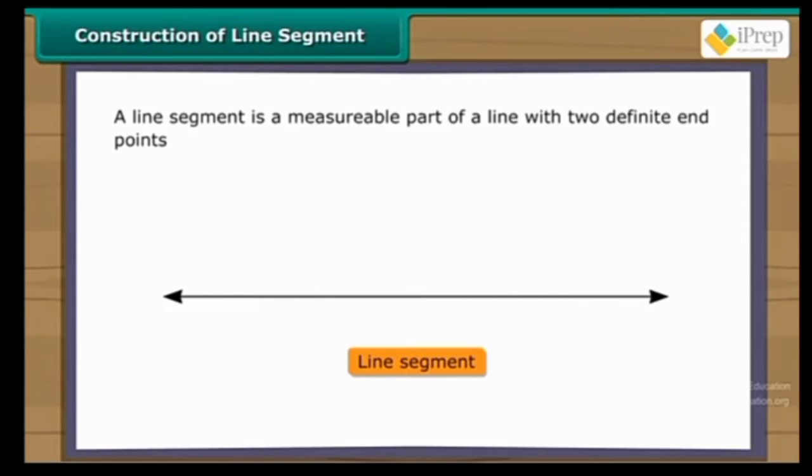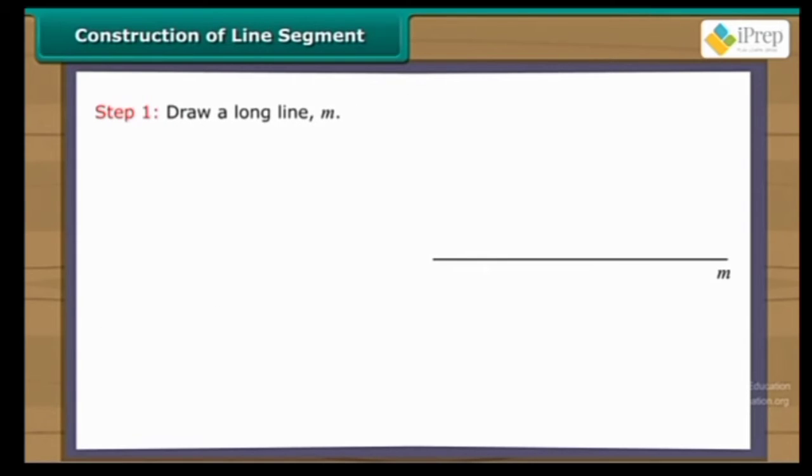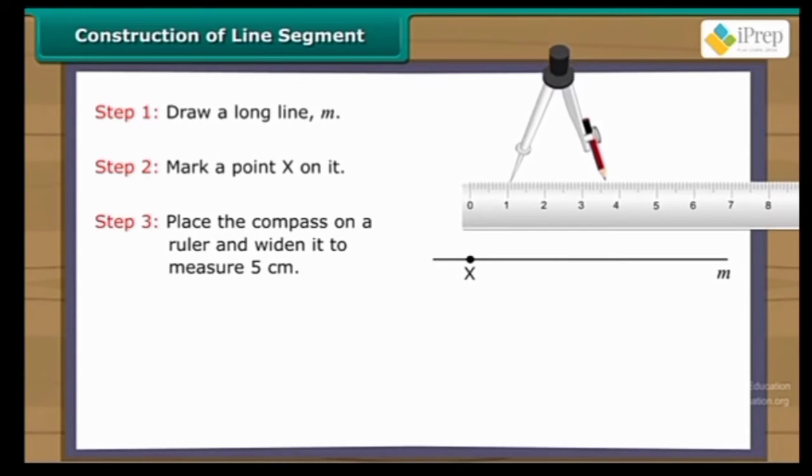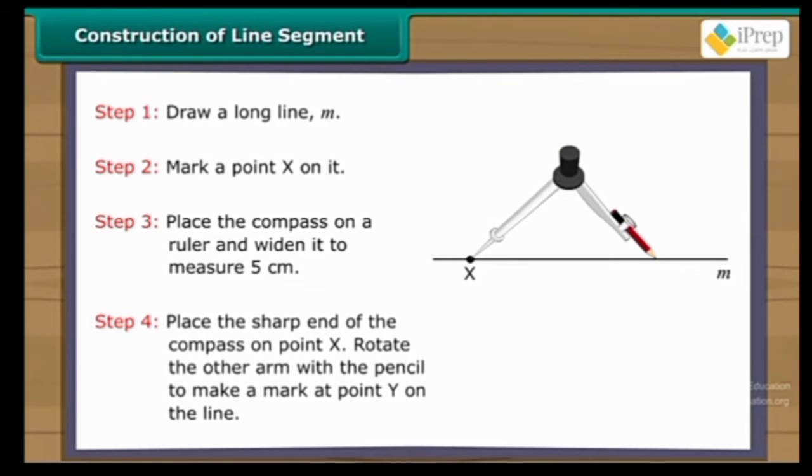Line segment. A line segment is a measurable part of a line with 2 definite endpoints. We use a ruler and a compass to construct a line segment. Let us construct a line segment 5 centimeters long. Draw a long line M. Mark a point X on it. Place the compass on a ruler and widen it to measure 5 centimeters. Place the sharp end of the compass on point X. Rotate the other arm with the pencil to make a mark at point Y on the same line. We have a line segment XY which is 5 centimeters long.